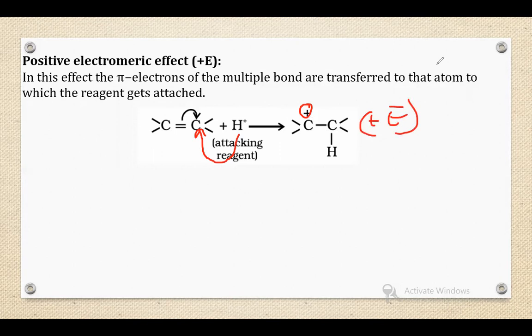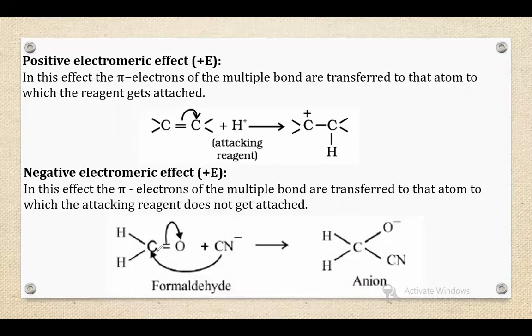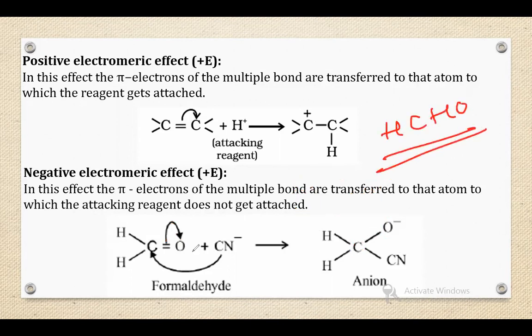Opposite to this, when the pi electron shifts away from the group where the attacking group attaches, it is called the negative electromeric effect. Are you getting it? The pi electron shifts onto the oxygen, so the carbon will have a partial positive charge. The cyanide group attaches to this carbon, because the oxygen will have a negative charge. HCHO is called formaldehyde. This is an example of formaldehyde, and the anion will have a negative charge. This is the positive electromeric effect and the negative electromeric effect.